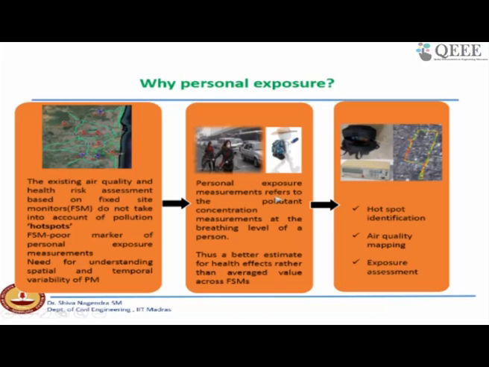Personal exposure measurement refers to the pollutant concentration measurement at breathing level. Most of the existing monitoring stations make measurements at 10 meter height or maybe 3 meter height. At ground level, for example, vehicular emissions are released at a height of about 30 centimeter for cars, and buses release between 1 to 1.2 meter. So the exposure at 1.5 meter because of these low level emission sources will be significant compared with what you measure at 3 meter height.